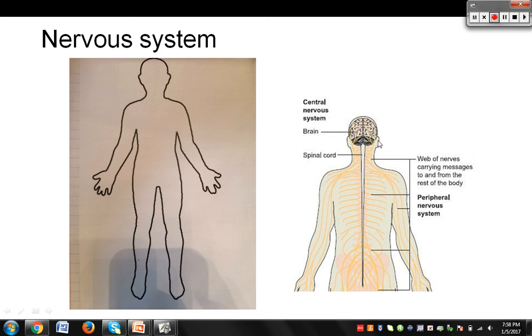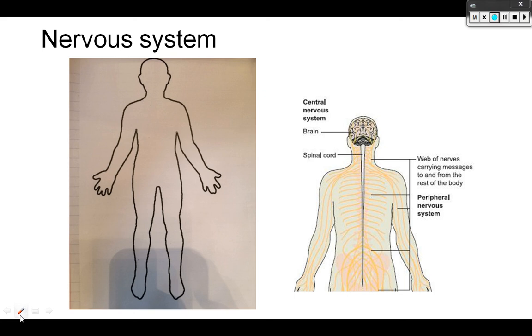These are notes on the nervous system, which is the last system we're going to diagram as a class. So the nervous system, there's really only three main things you need to diagram: the brain, the spinal cord, and then this web or system of nerves. And the nervous system is divided into two subcategories. The first is the central nervous system, and the second is the peripheral nervous system.